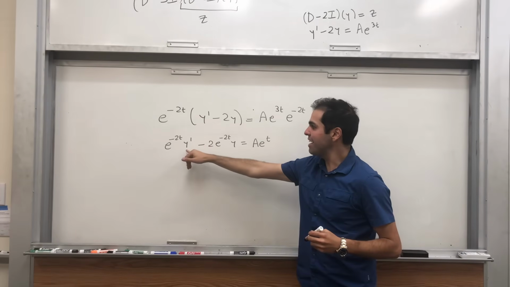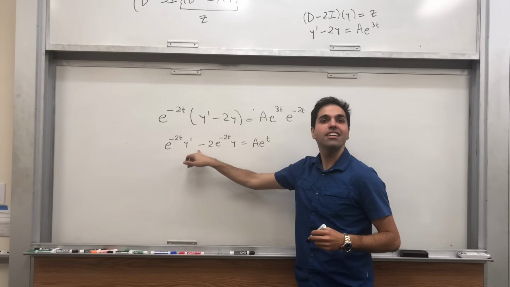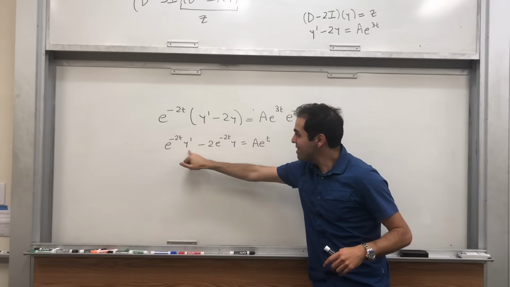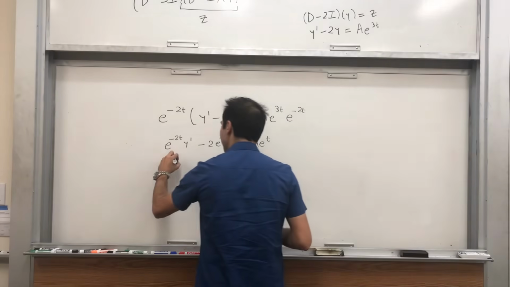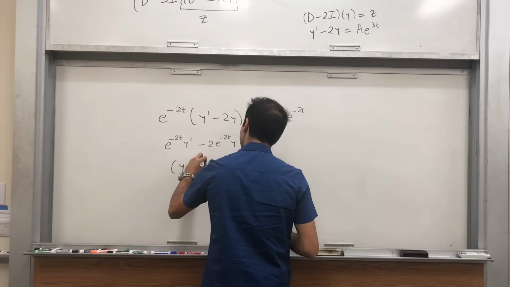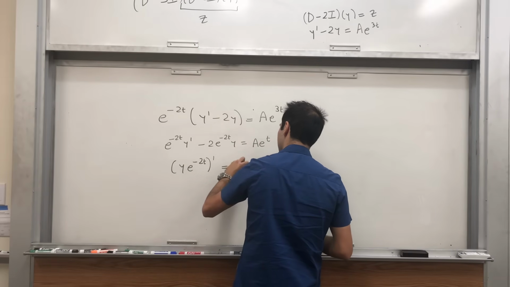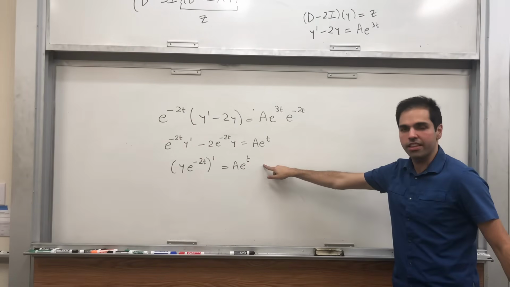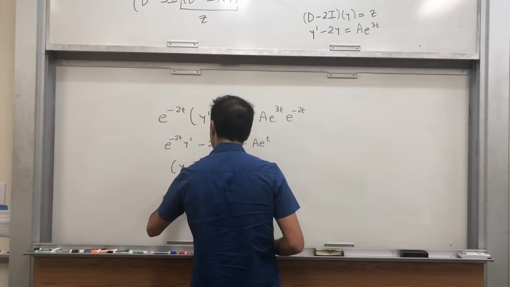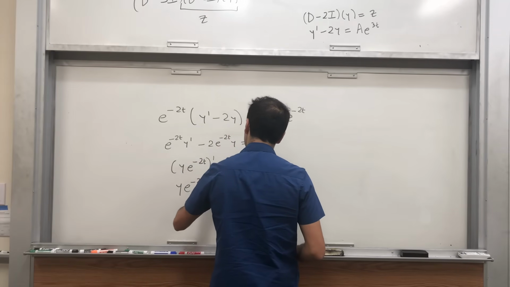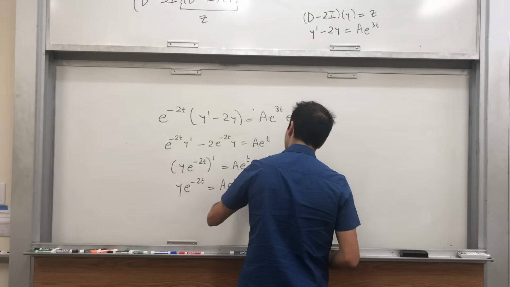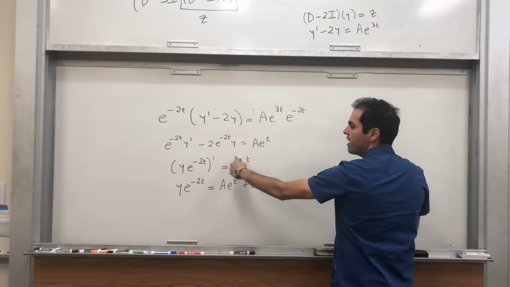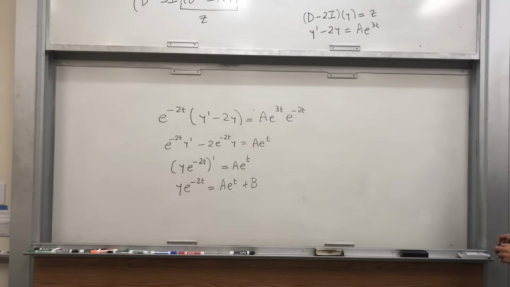Don't worry, the solution will not be e to the t, so it's just something that helps us. And in particular, what's nice about this, notice we can recognize this as the product rule. Yeah, because indeed that's the same as the derivative of y e to the minus 2t, equals a e to the t. So all we need to do is integrate this. So y e to the negative 2t equals a e to the t plus some constant. And by the way, if there's a k here, the 1 over k gets swallowed in this a. So it'll still be the same constant.